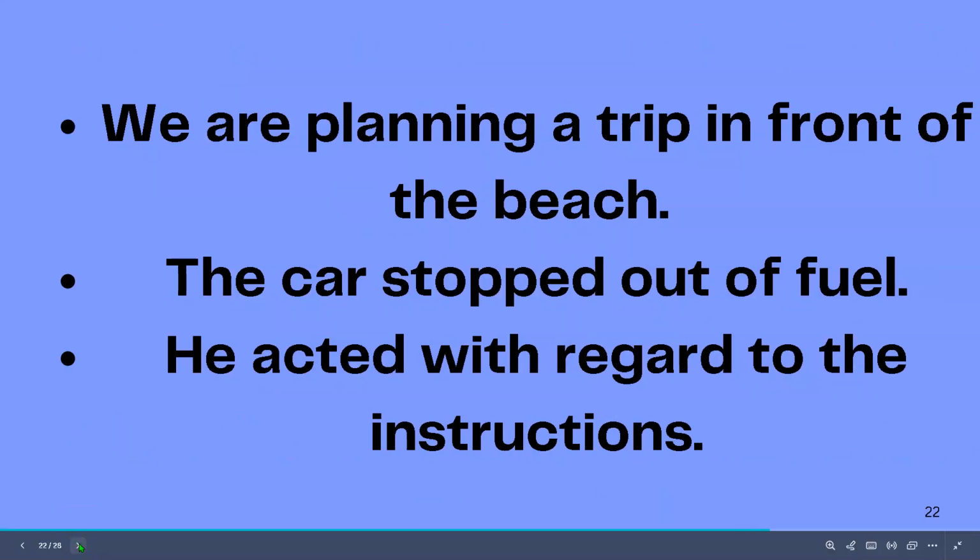Next, we are planning a trip in front of the beach. Where are we planning the trip? In front of the beach. Beach is the object. We is the subject. The car stopped out of fuel. Because fuel was not there, the car stopped. So, out of, that means there is no fuel. Out of fuel. He acted with regard to the instructions. Who acted? That person. How did he act? According to the instructions. So with regard to the instructions he did it.